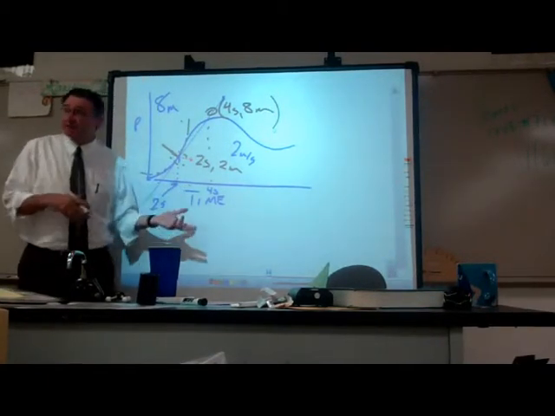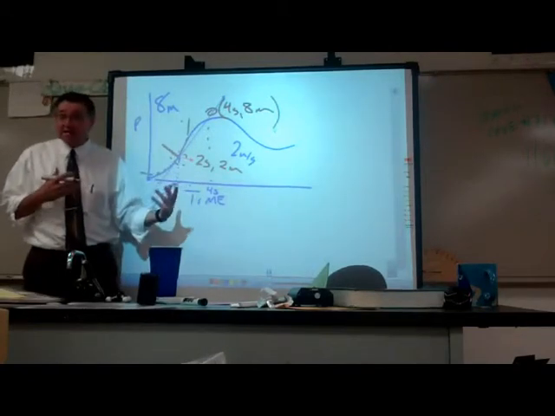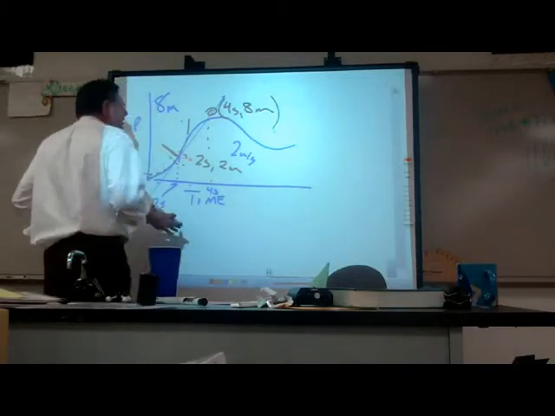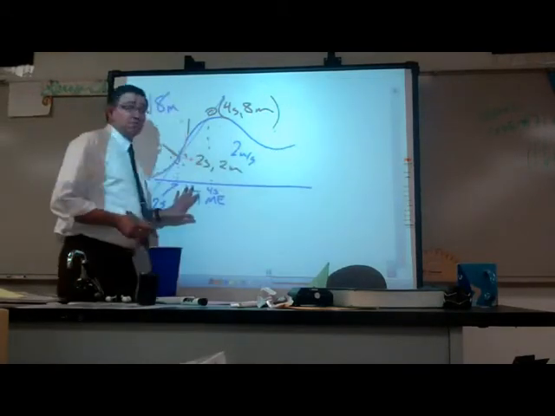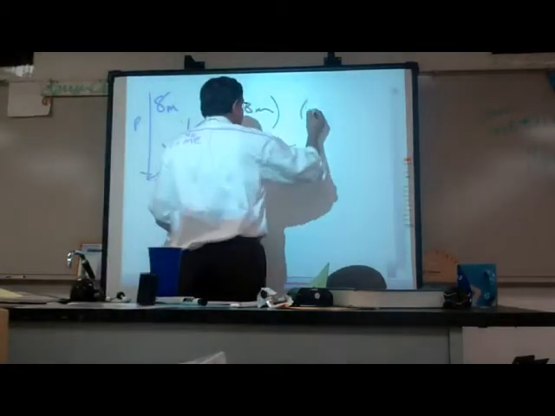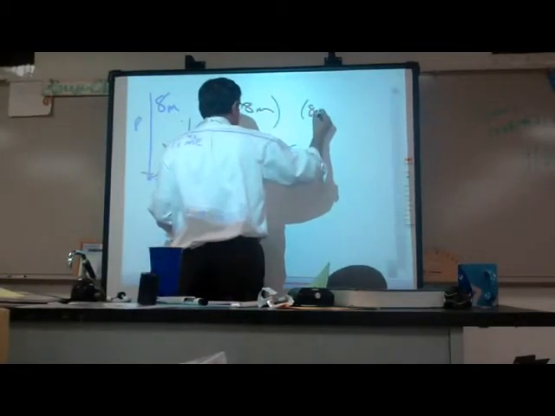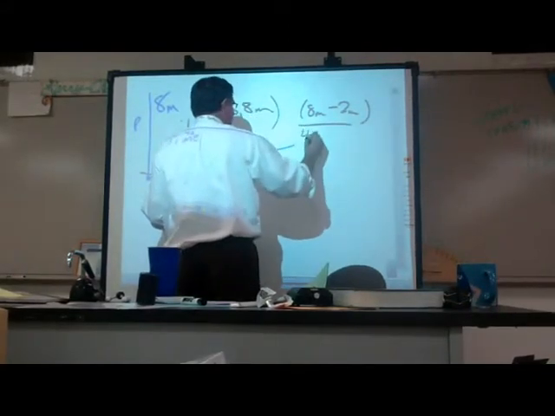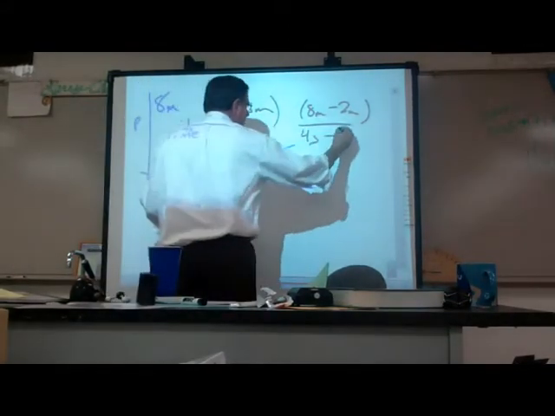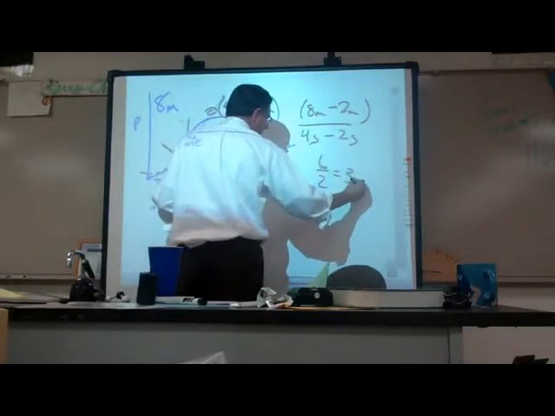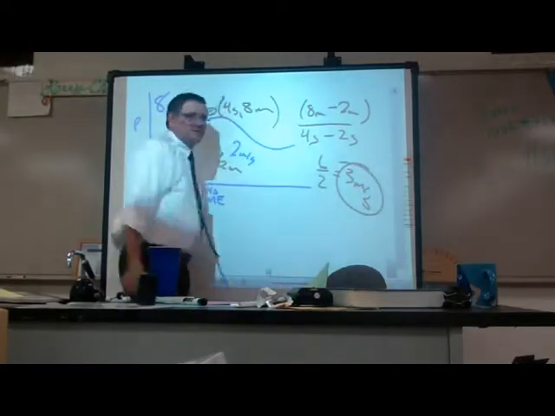That's the beauty of doing calculus: we would have an exact answer, because we know the equation that generated the line. So I can find the slope of this line, just like you all have done hundreds of times before. I would take, in this case, 8 meters minus 2 meters, and divide that by 4 seconds minus 2 seconds, and I would get 6 over 2, which is 3 meters per second.